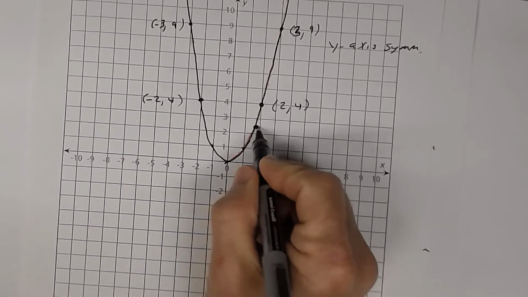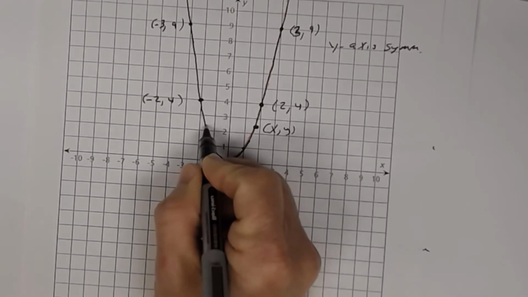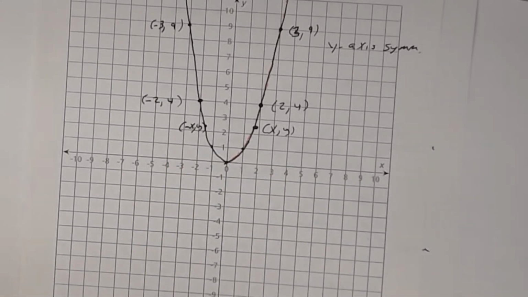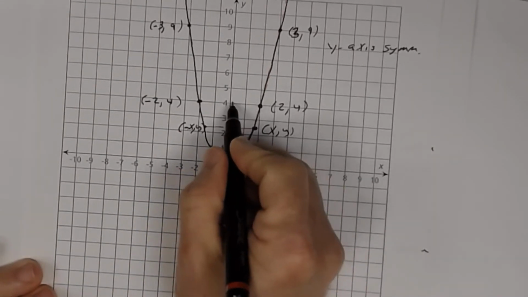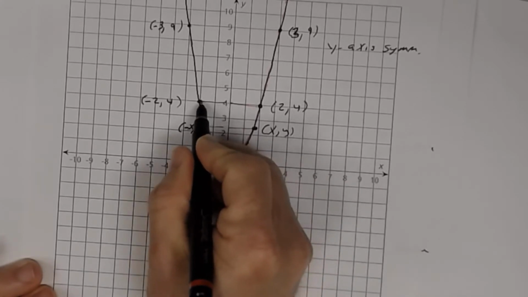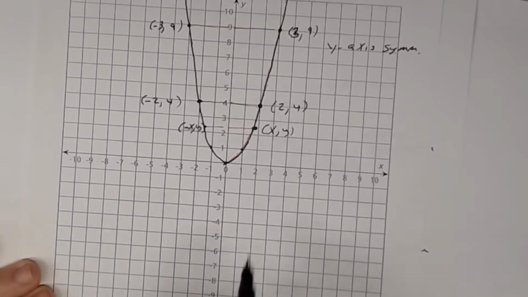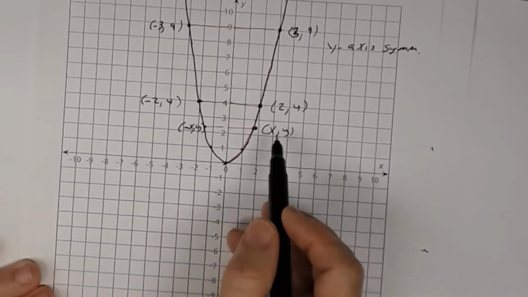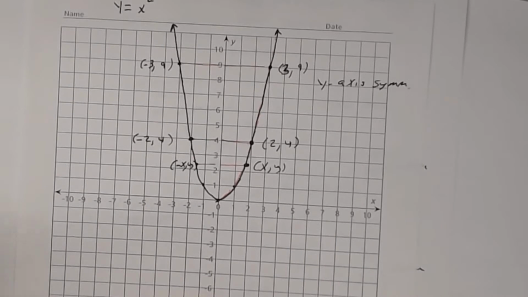So whatever this is, if this is the point x, y right here, then the point negative x, y is also on the graph. All right, so notice that this distance here is the same as this distance. That distance is the same as that distance. That distance is the same as that distance. Okay, so if you reflect it, the x values are just opposites, the y value stays the same. All right, so that is y-axis symmetry.